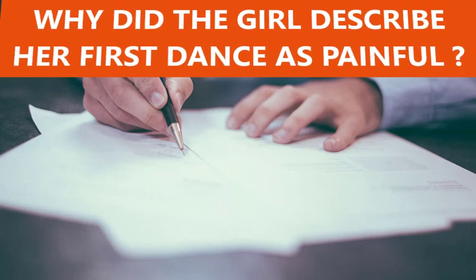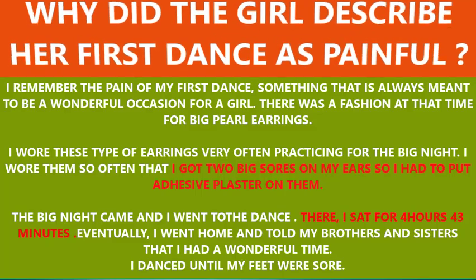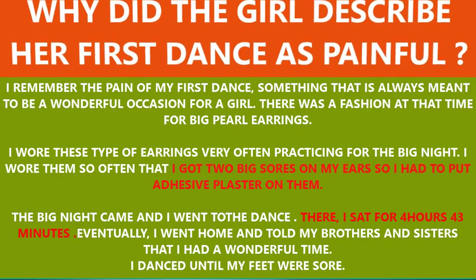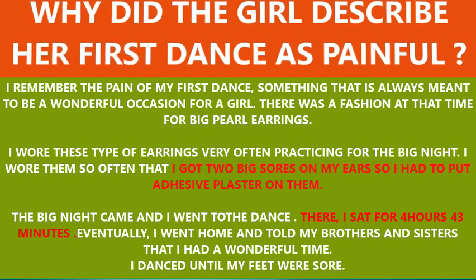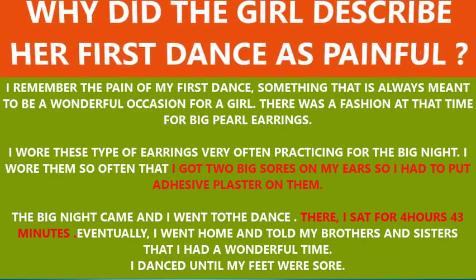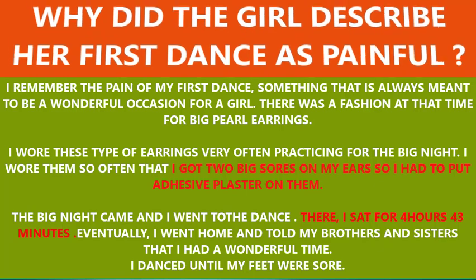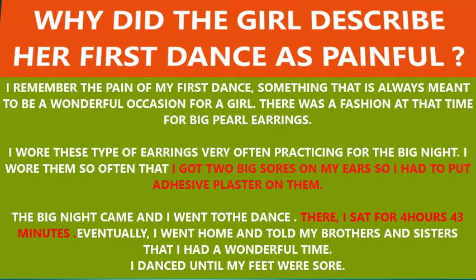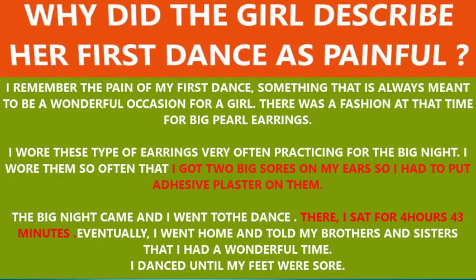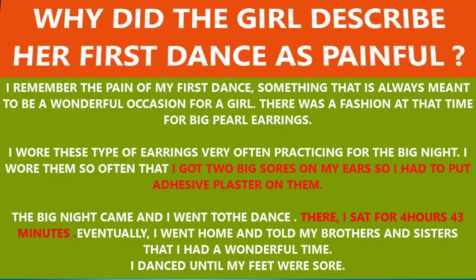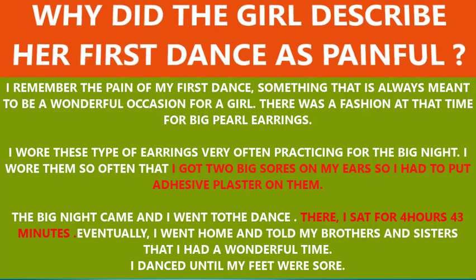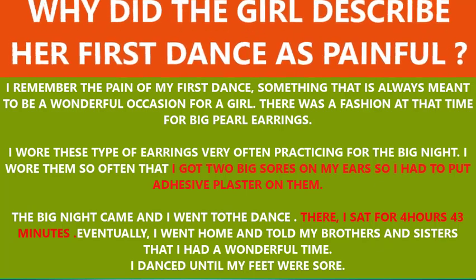Let's consider these sentences carefully, since they will help us to discover the answer to that question. I got two big sores on my ears, so I had to put adhesive plaster on them. There, I sat for 4 hours, 43 minutes. From these sentences, we can deduce that the plaster she put on her ears put the men off her, so no man invited her to dance with her.